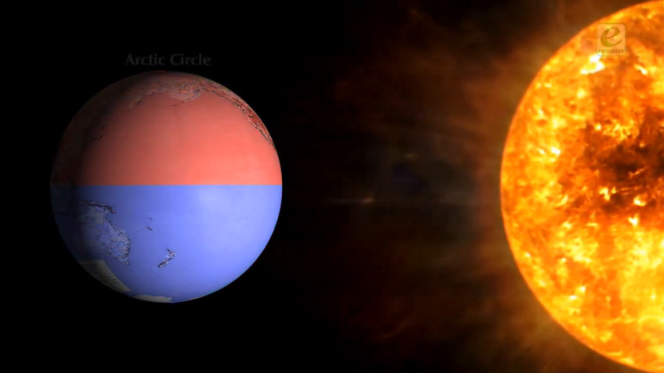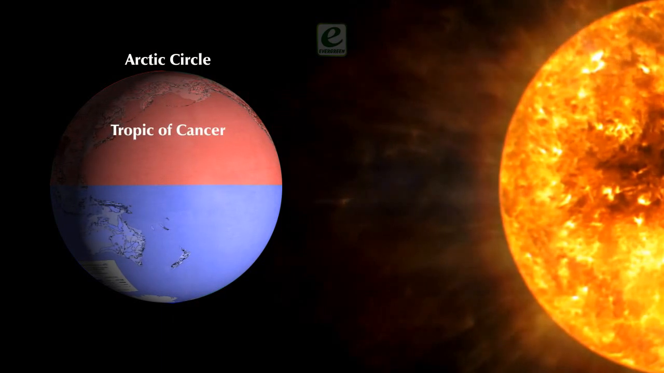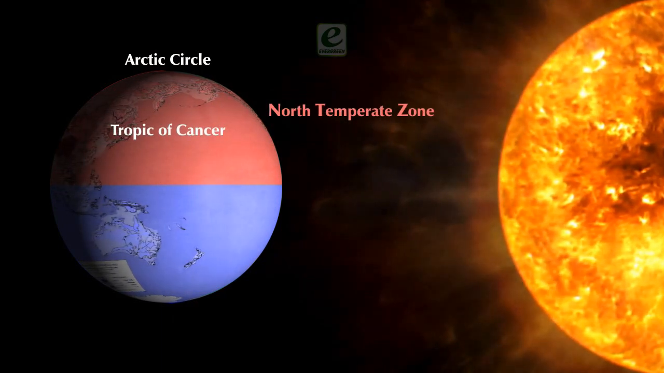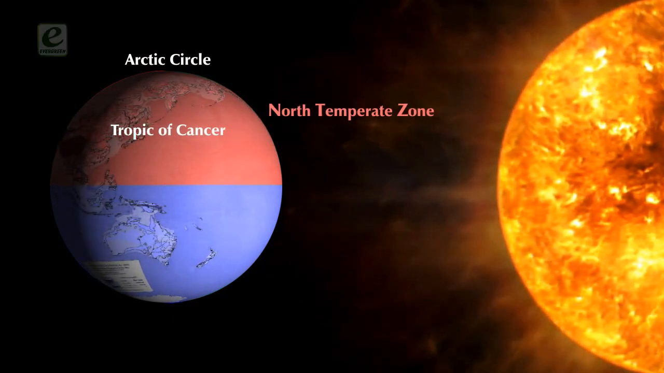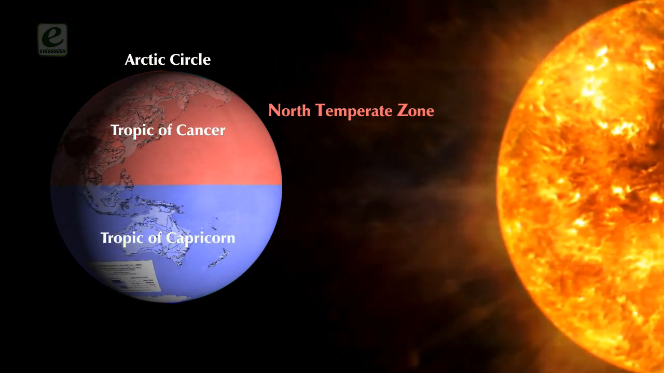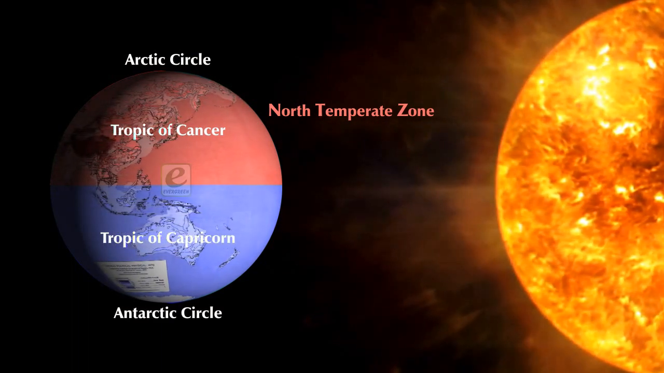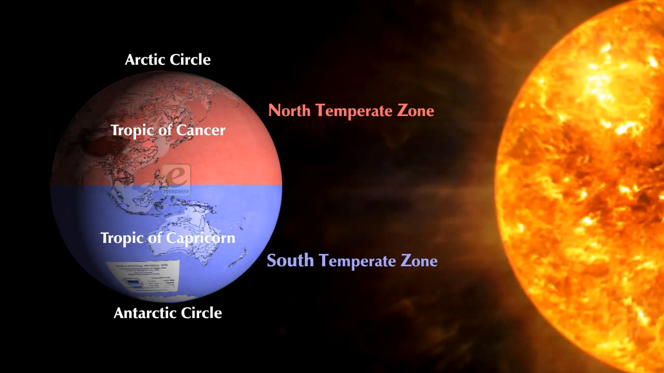The region between the Arctic Circle and the Tropic of Cancer is known as the North Temperate Zone. The region between the Tropic of Capricorn and the Antarctic Circle is known as the South Temperate Zone.